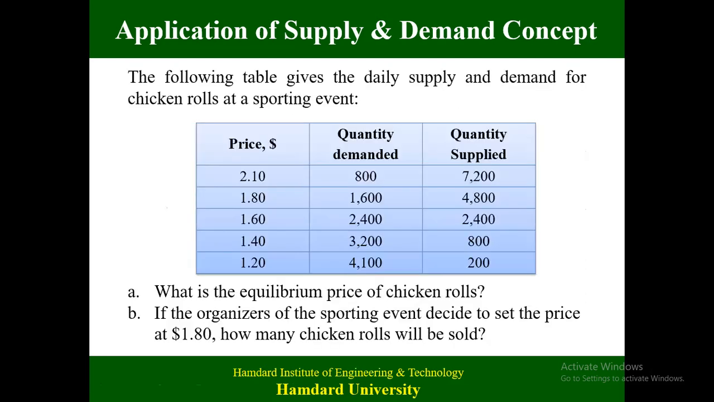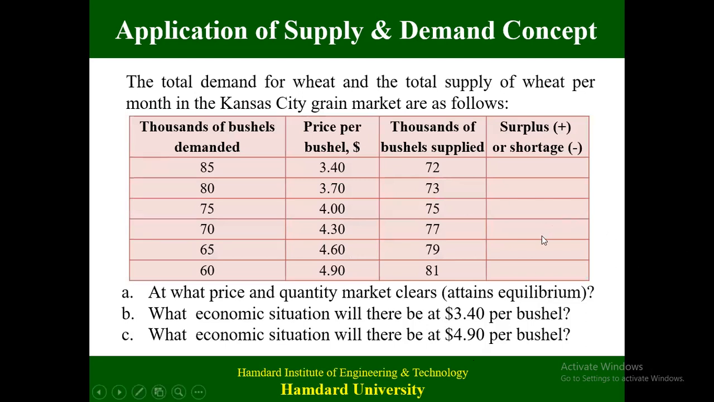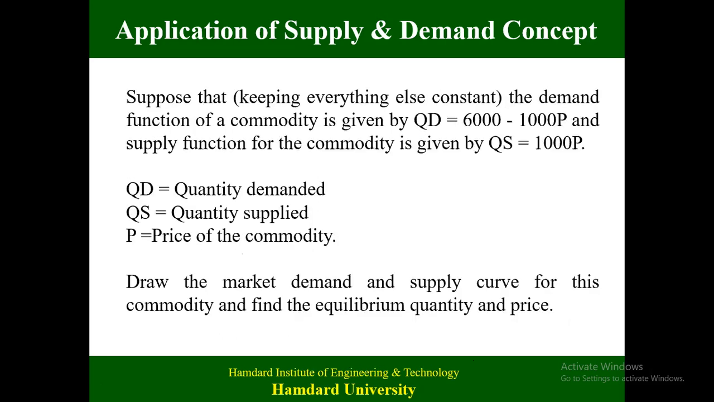Further, in the application of supply and demand concept, we need to study here that the following table gives the daily supply and demand for chicken rolls at the sporting event. Particularly, the price of that good is $2.10, and it is reducing one by one gradually because the quantity demanded is increasing day by day, and the quantity supplied could also be reduced. What is the equilibrium price of chicken rolls? If the organizers of the sporting event decide to set the price at $1.80, what would be the value of equilibrium in this situation, and how many chicken rolls will be sold? So the solution of the particular supply would also be there. Suppose that everything else, including demand, is kept constant.